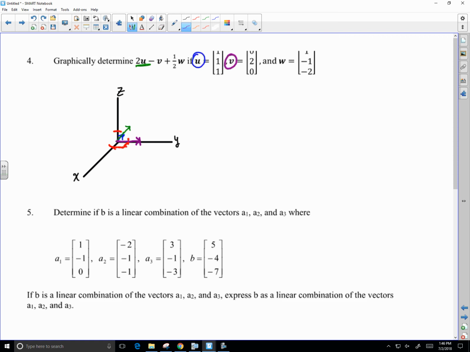2u plus negative v. All right. So 2u, negative v. So let me grab negative v real quick. That's just the same distance, just going in the opposite direction. So here's my 2u, here's my negative v. I want to create a parallelogram out of that. So I'm going to move this up, I'm going to move this over, and then draw my resultant vector.